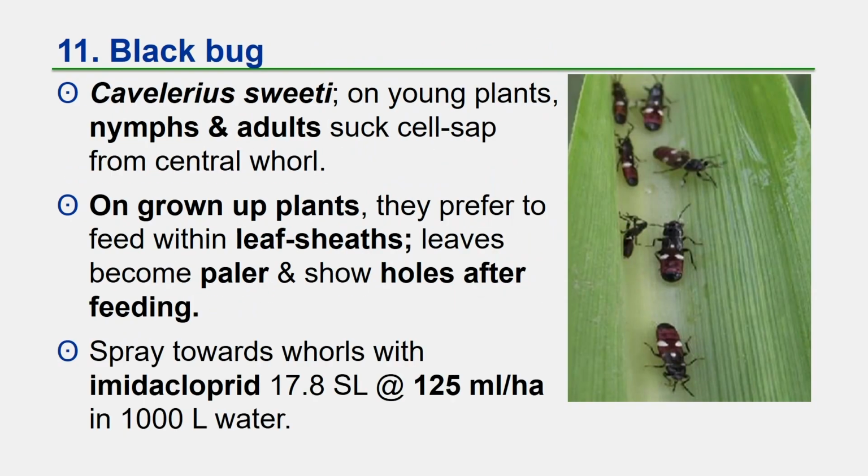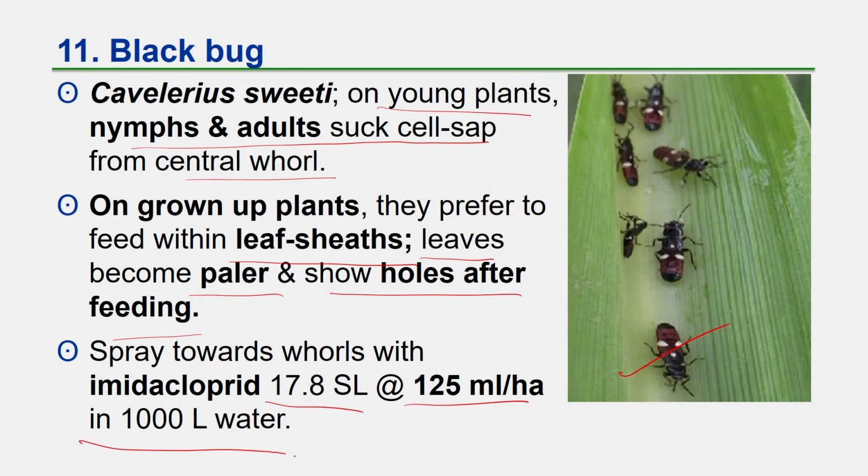Next is black bug. You are seeing on the right side, they are there on the leaves of sugarcane. The scientific name is Cavelerius sweeti. On young plants, nymphs and adults suck cell sap from the central whorl. Central whorl means central leaves. On grown-up plants, they prefer to feed within the leaf sheath. Leaves become paler and show holes after feeding. Spray towards the holes with imidacloprid 17.8 SL at the rate of 125 ml per hectare dissolved in 1000 liters of water.